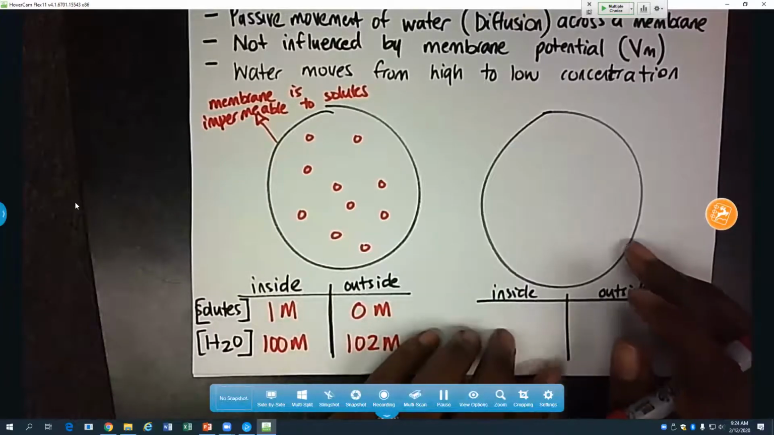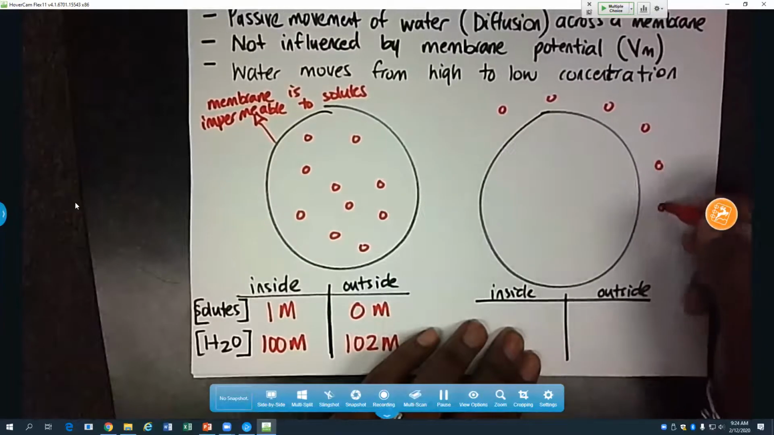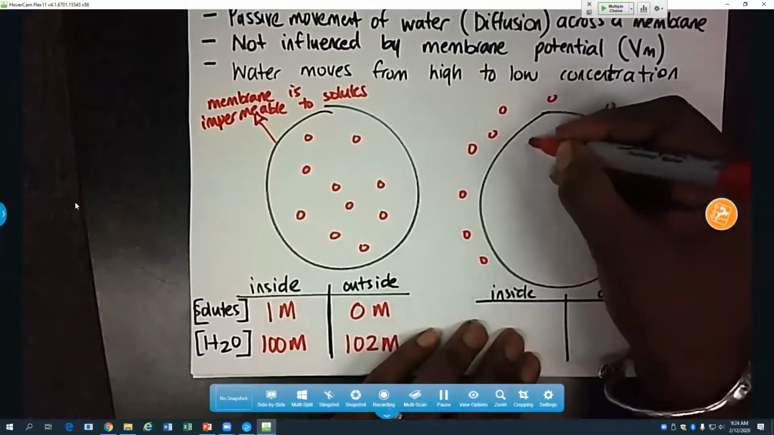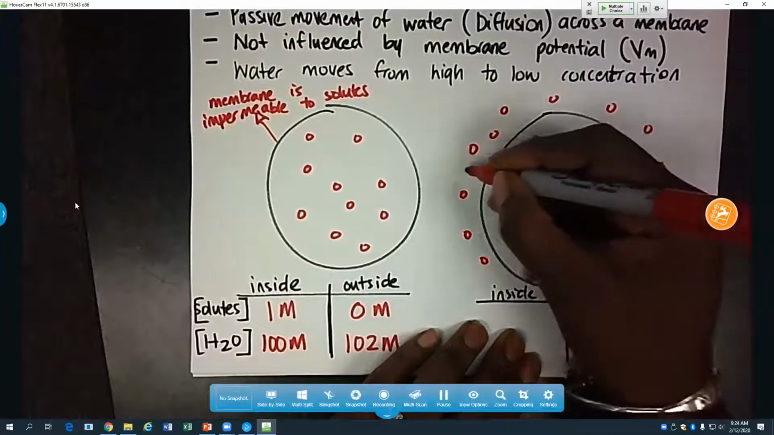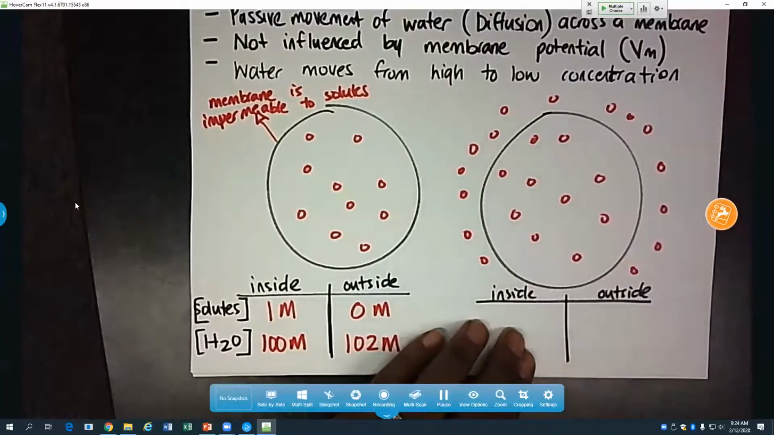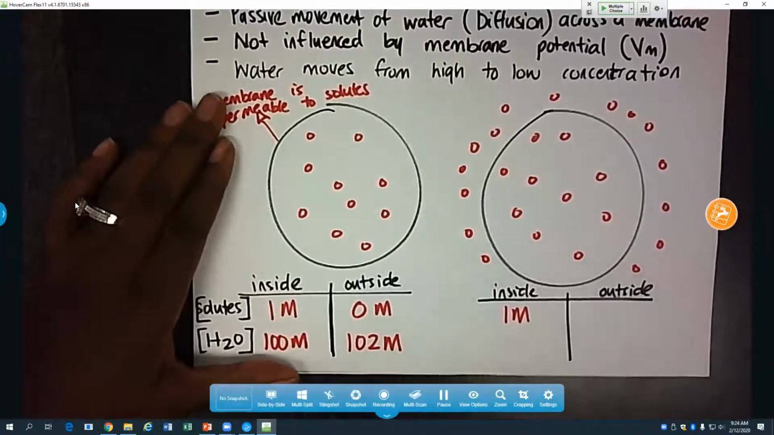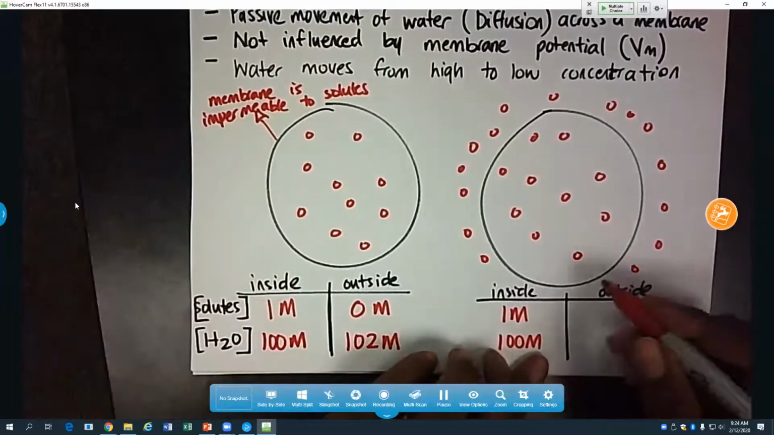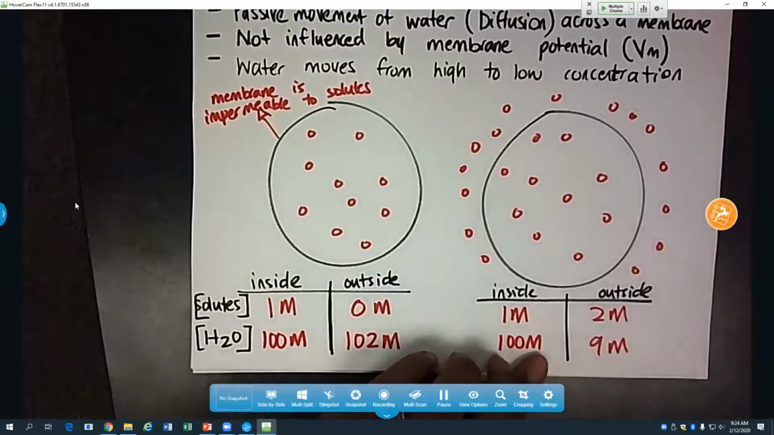Let's compare that to another solution where we have solute particles dissolved outside. So there are particles dissolved in the solution outside, as well as solutes or particles dissolved in the solution inside. And so our numbers change here a little bit. We have 1 molar of solute here, 100 here inside, but then on the outside, we also have some particles dissolved. So our concentrations change slightly.